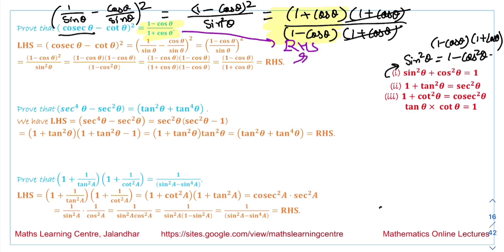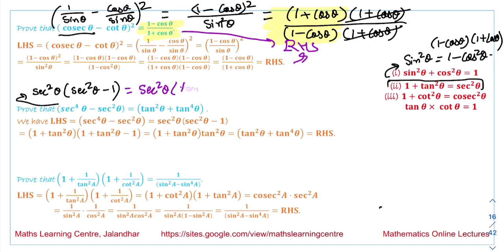Now next we have secant 4 theta minus secant square theta. So from this term we can take secant square theta common, and we are left with secant square theta minus 1. Look at this second identity over here. What is secant square theta minus 1? That value will be tan square theta, so the expression is secant square theta into tan square theta.